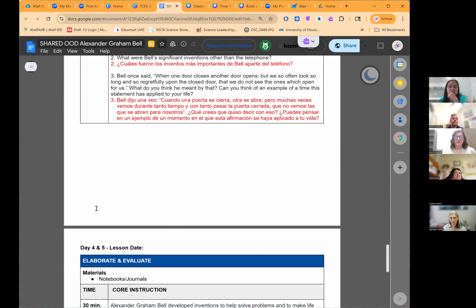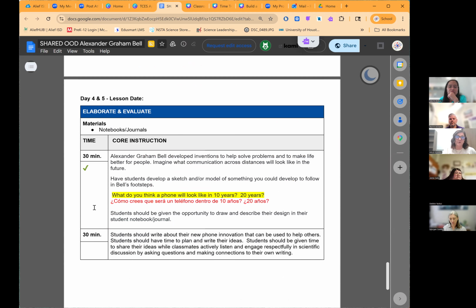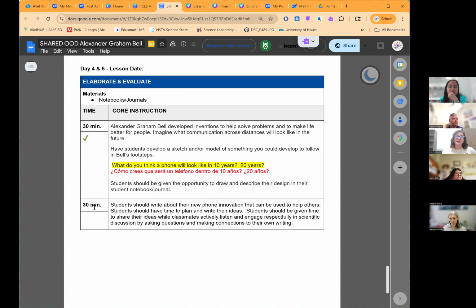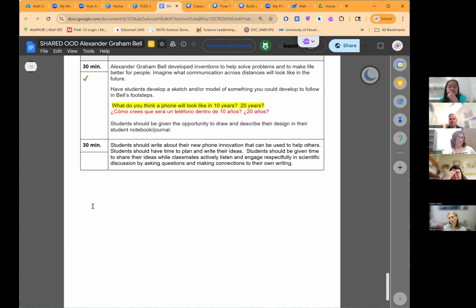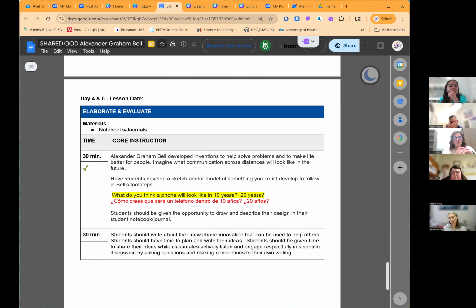And then for the elaboration and evaluation, you've got kiddos either designing, they can sketch and draw and model, which is part of that 3 dimensions of science. That's in our science and engineering practices. Sketch a model of what a phone might look like in 10 years or in 20 years. Or you could have them actually build or design it. What are some of those features?